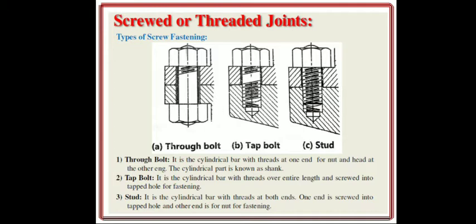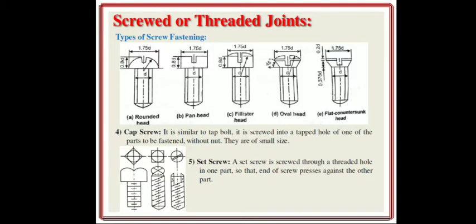Now tap bolt, it is a cylindrical bar with threads over the entire length and screwed into a tapped hole for fastening. And now the third one, stud. It is a cylindrical bar with threads at both ends. One end is screwed into a tapped hole and the other end is for the nut for fastening. So these are the three types of screw fastening.